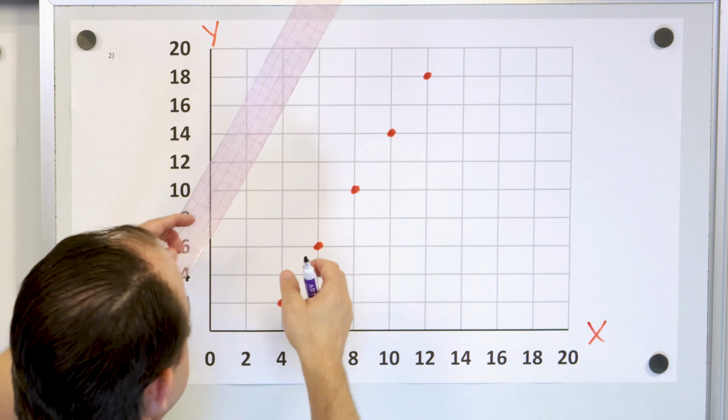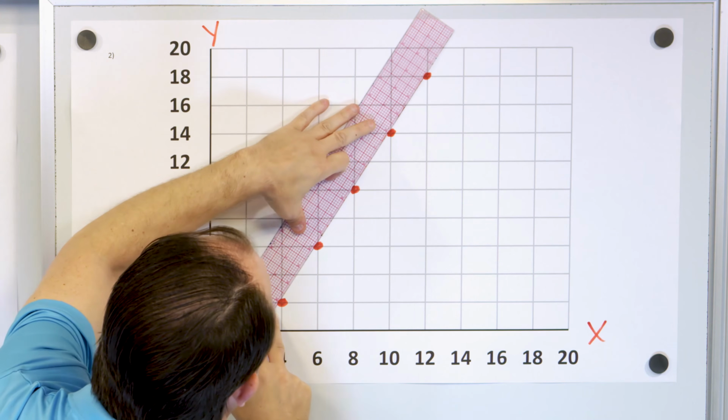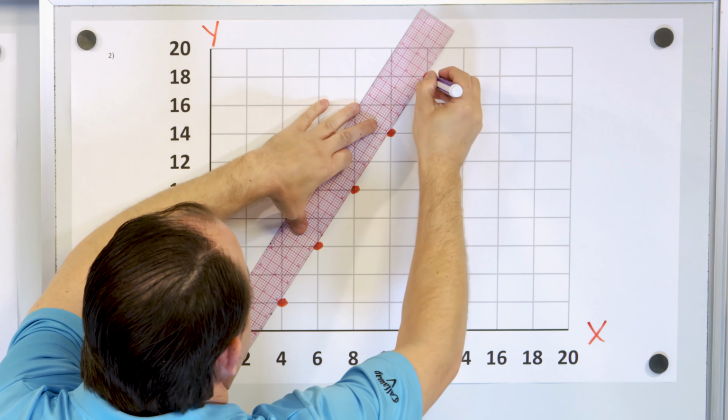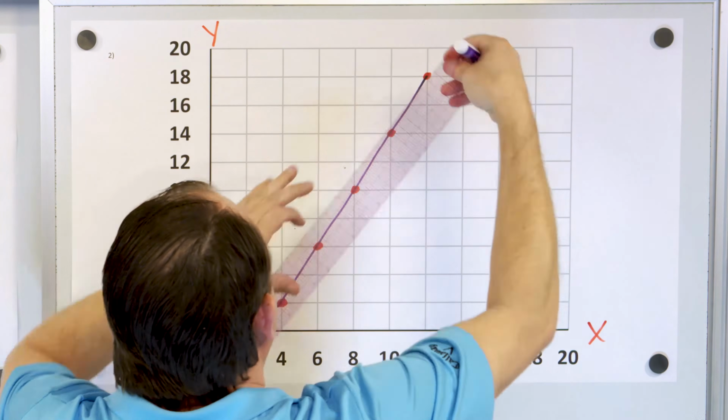It appears to be a line to me. We'll find out in just a second. Let's try to line them all up and see what we can do. And I think we can connect right through the center of all of these dots. So that does appear to form a line.